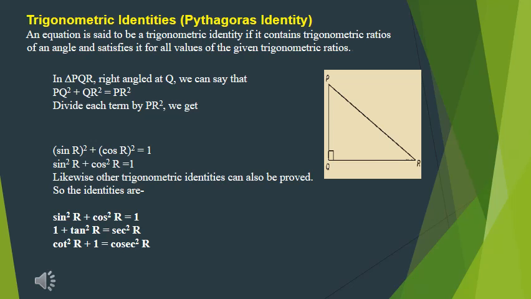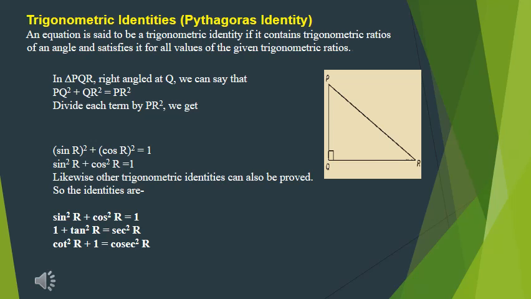So for that, here we consider one right angle triangle, that is triangle PQR. At Q there is a right angle, so according to Pythagoras theorem we can write PQ square plus QR square, which is equal to PR square. Now divide each term by PR square. So here we get sin R square plus cos R square.